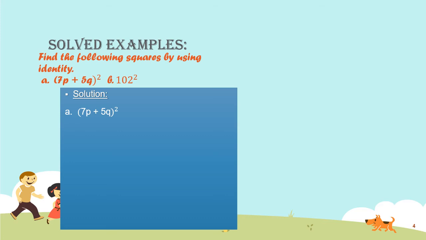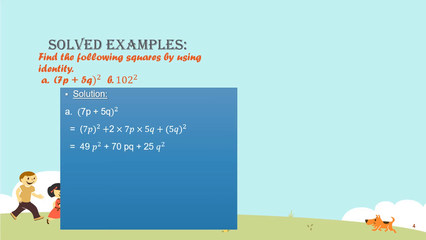We know here we apply the first identity. First identity is a plus b the whole square equals a square plus 2ab plus b square. That means the square of the first term, that is 7p the whole square, plus twice the product of the first and the second term. So 2 into first term is 7p and the second term is 5q, plus the second term square, which is 5q the whole square.